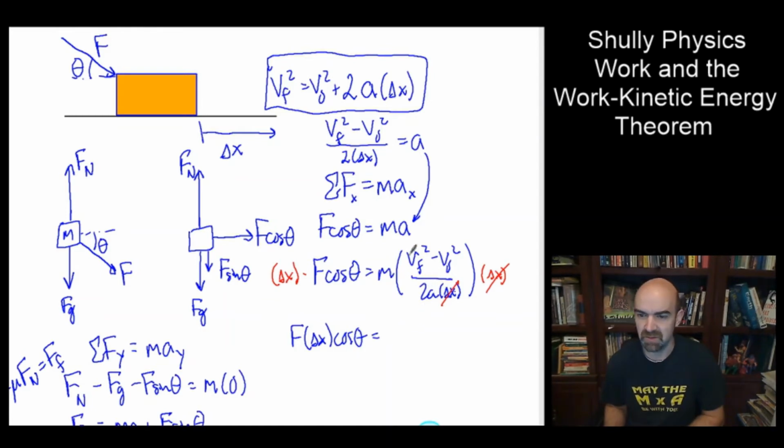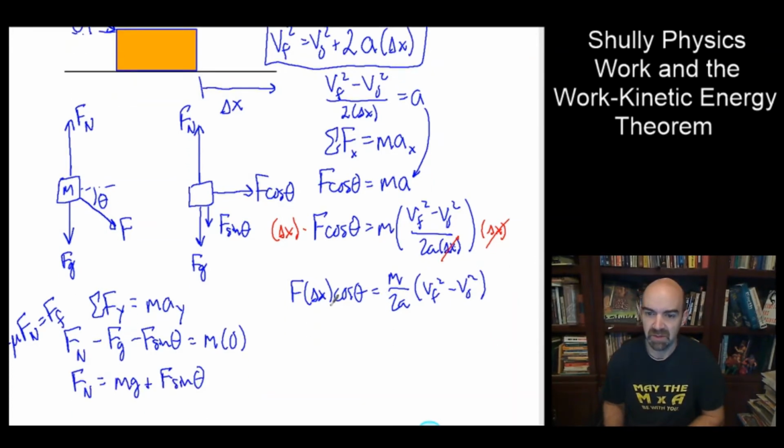Equals. What's all this stuff here? First, I'm going to factor out this 2a. Just pull that out of the expression. Whole bunch of algebra here. That's all it is. This side remains the same: F delta x cosine theta. Now, just to clean this up a little bit, we're going to distribute here.